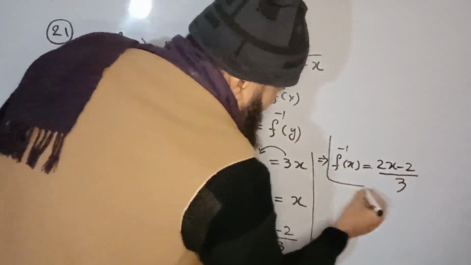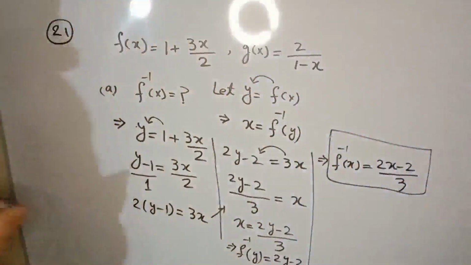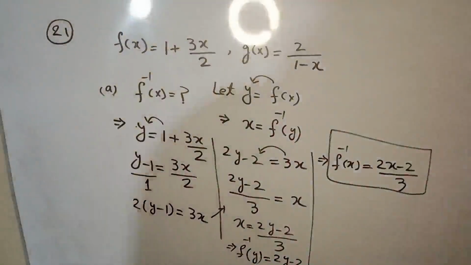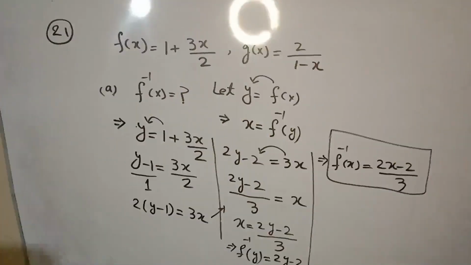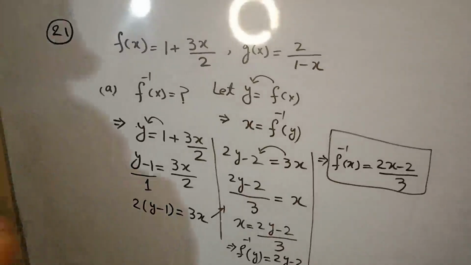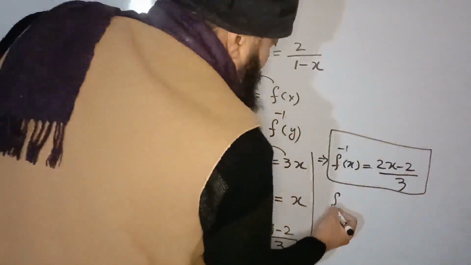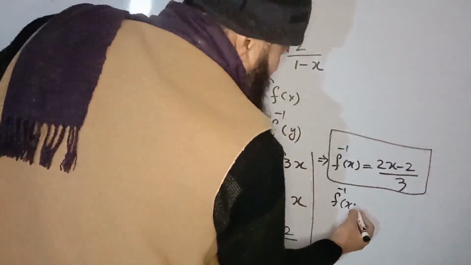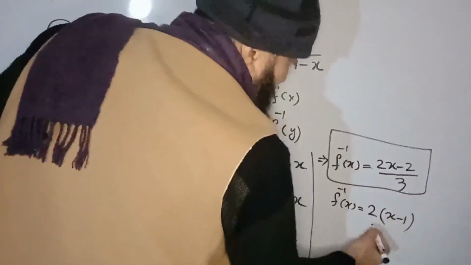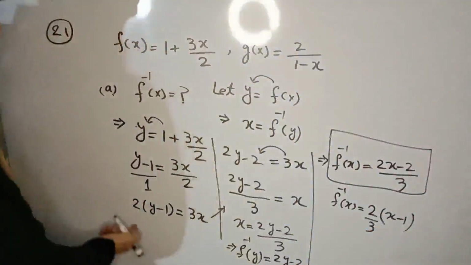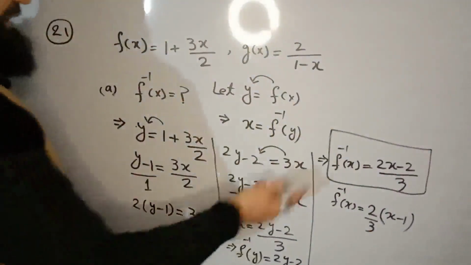So this is the answer of part A, in which we have to find f inverse of x, and we found that f inverse of x is equal to (2x minus 2) whole divided by 3. You can also simplify it like that. It is correct, but you can also simplify it. If you take 2 common, then we'll get x minus 1 here, over 3. If you don't multiply, whatever you do, same answer.